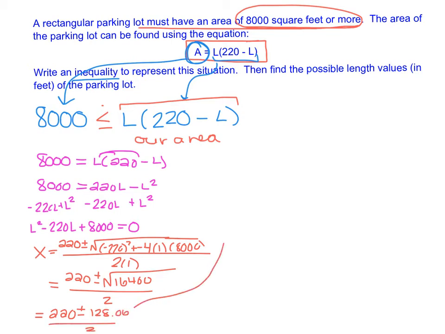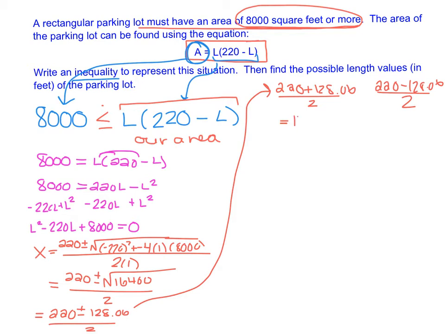So we can use this to help us find our possible x values here. So remember, one option is we take 220 and we add 128.06 and divide it by 2. And the other option is we take 220 and we subtract 128.06 and we divide it by 2. If we complete the first one, we end up with about 174.03. And if we simplify the second one, we end up with 45.97. So those are our two key values on our number line.